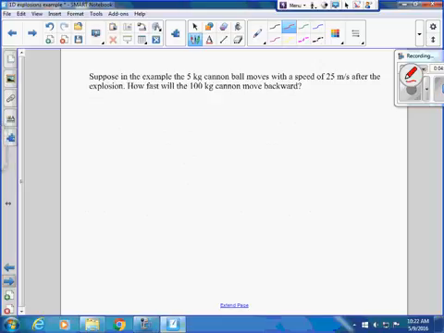Suppose in the example, the 5 kilogram cannonball moves with a speed of 25 meters per second after explosion. How fast will the 100 kilogram cannon move backwards? So we're going to start. Do you guys have a lot of space to write? Yeah, you do. Looks like. Good. Excellent. We're going to start with Pi is equal to Pf.